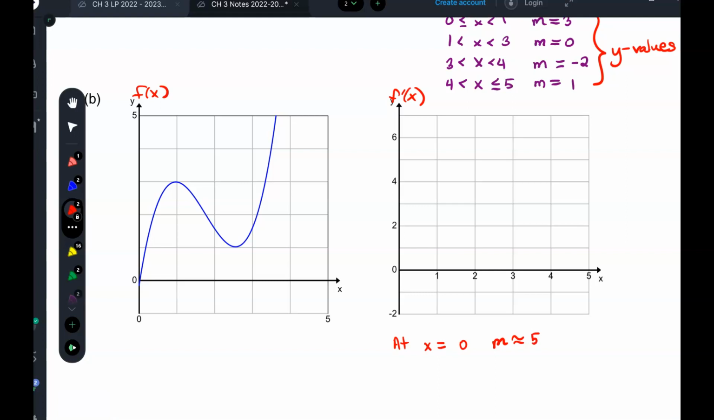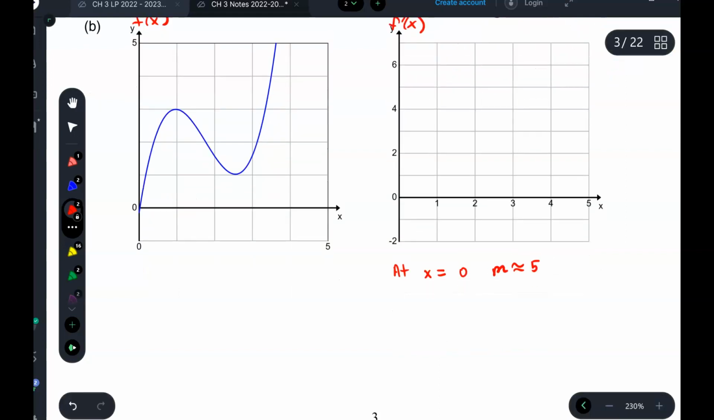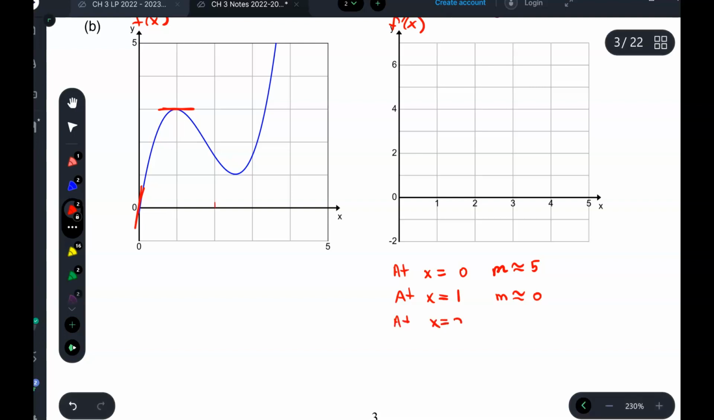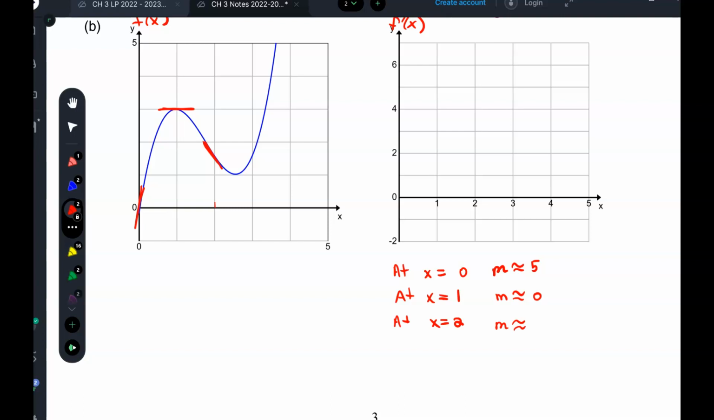Let's pick another point that will help us. Let's look at 1. I'm going to draw little tangent slopes. What happens at 1? It's 0. At x equals 1, m looks like almost a horizontal line. Let's pick the next one, x equals 2. What do you think m is approximately? Now it's a negative slope. It looks like almost -1, so I'll just do -1.